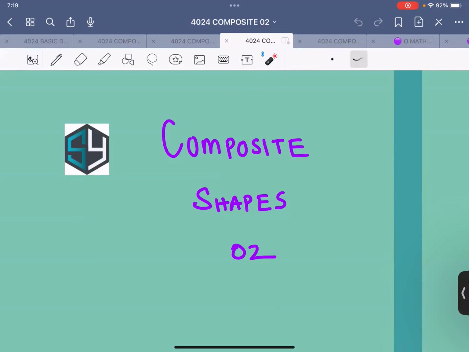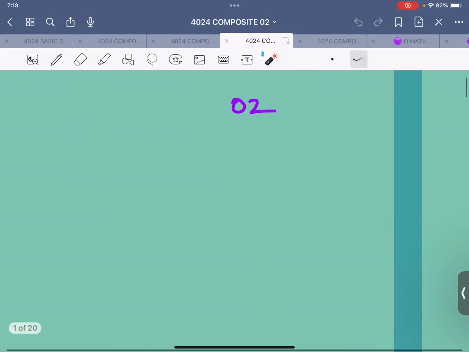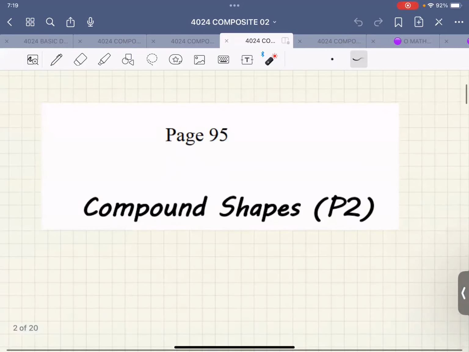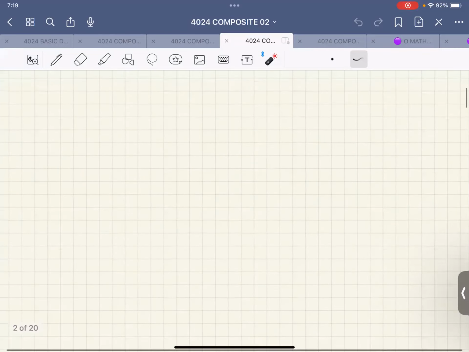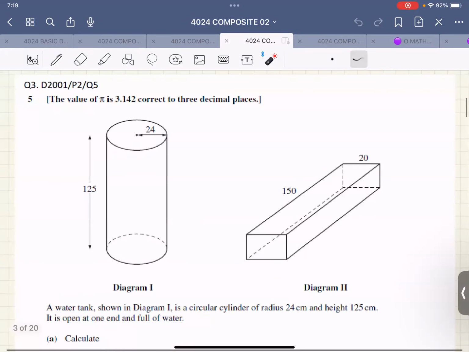We are starting with more questions on composite shapes. What do we mean by composite shapes? It could be a combination of at least two 3D objects. Again, our focus is on paper 2 questions. And let's look at this question.